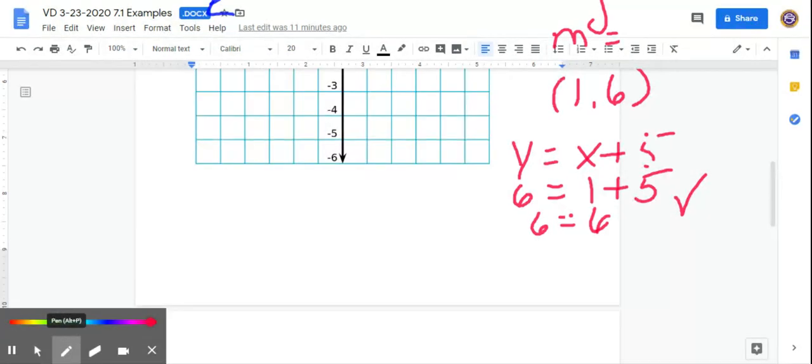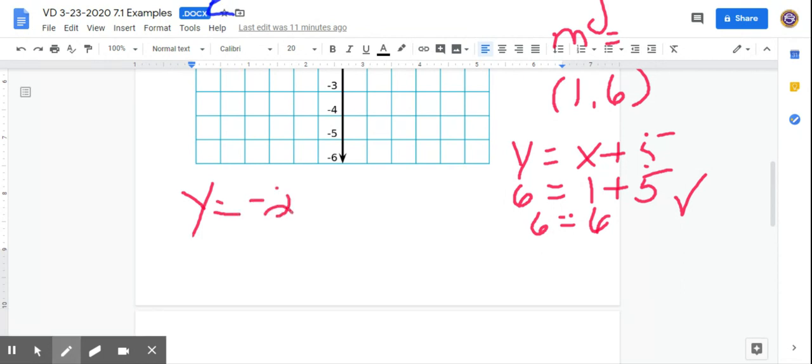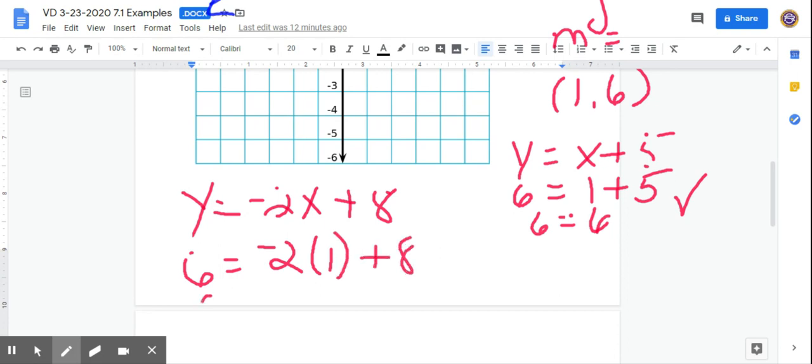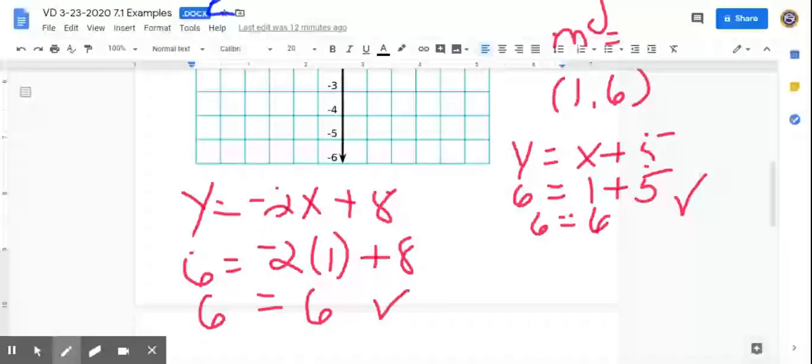So now you would have y equals negative 2x plus 8. Put in 6 for y, negative 2 times 1 plus 8. That's 6 equals negative 2 plus 8, which is 6. So it made both equations true when we substituted those values (1, 6). So that means, yes, you have done it right, and that's the point of intersection.